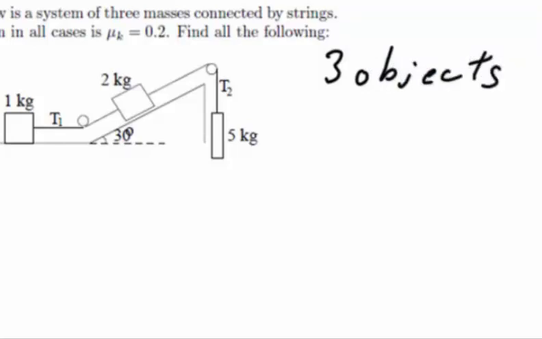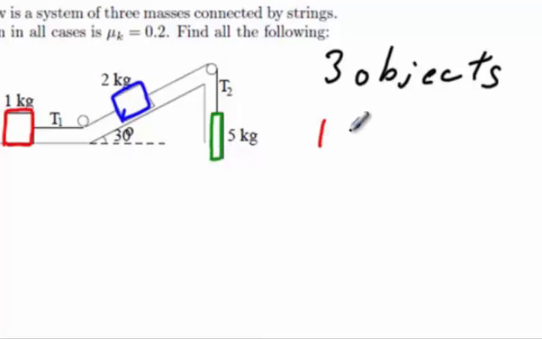These objects are the 1 kilogram mass, the 2 kilogram mass, and the 5 kilogram mass. What this means is that when it's time to set up our free body diagrams and follow them with equations, we know that the number of equations we get will always be equal to the number of dimensions we have among our free body diagrams.